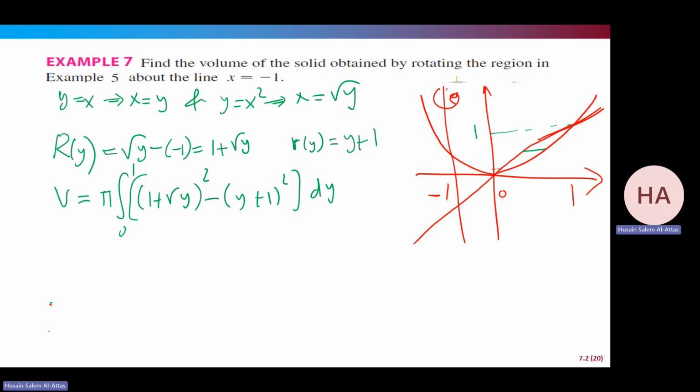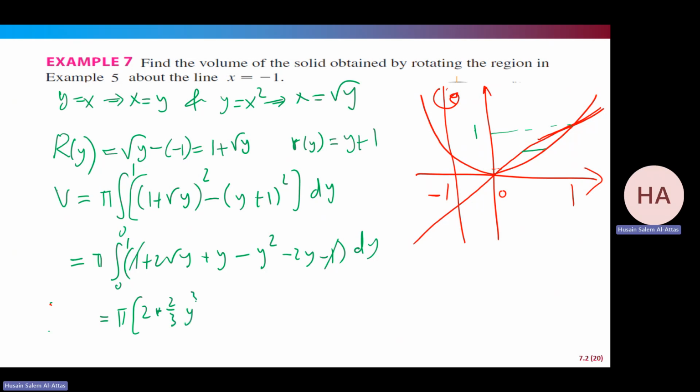Now we'll do the calculation. It will be pi times the integral from 0 to 1 of 1 plus 2 square root of y plus y, minus, let me do it quickly, minus y squared minus 2y minus 1 dy. The 1 cancels with this. So I have pi times what? 2 square root of y, which is 2 over 3 y to the power 3 over 2. I have y minus 2y, that means minus y squared over 2. And this is minus y cubed over 3, from 0 to 1.